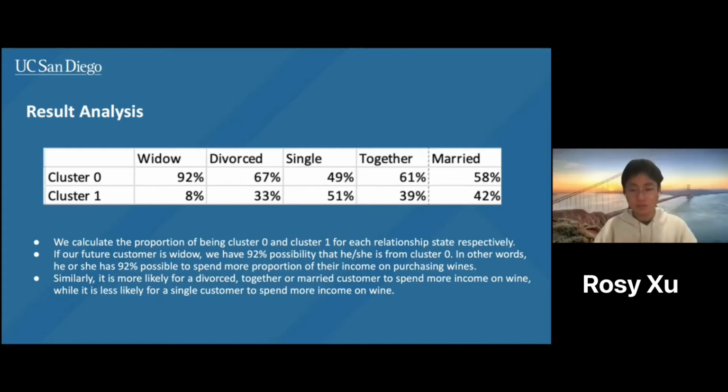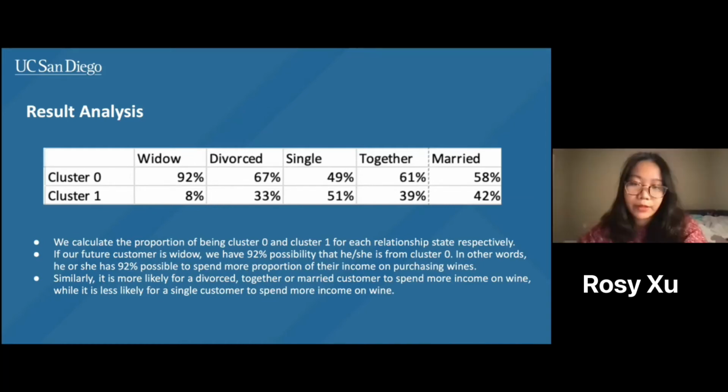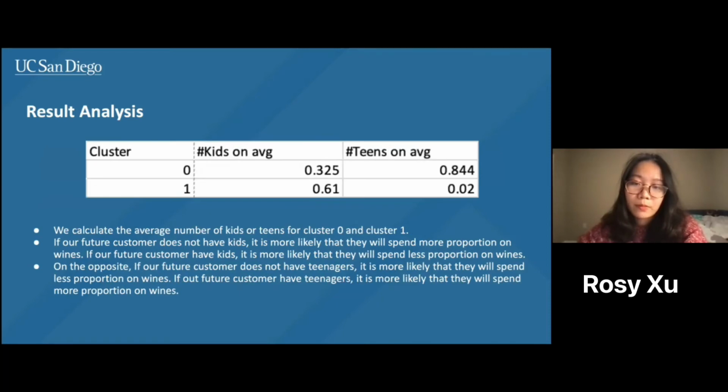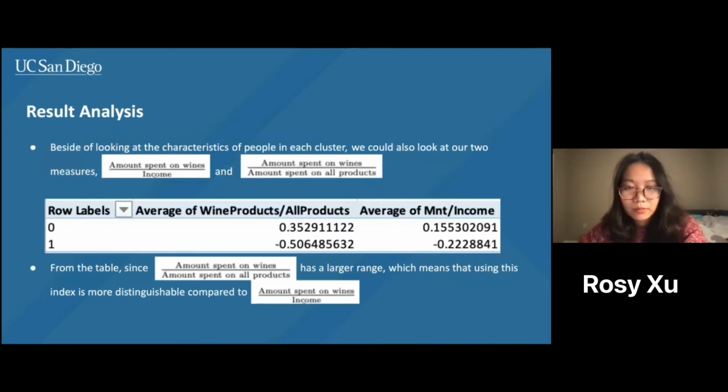We also calculate the proportion of belonging to different clusters for each relationship status. After calculating, we found that 92% of widows are in cluster 0, meaning that if our new customer is a widow, his or her willingness to purchase wines is high. Similarly, we found that PhD on average has a higher willingness to buy wines. People with 1 teenager are more likely to purchase wines.